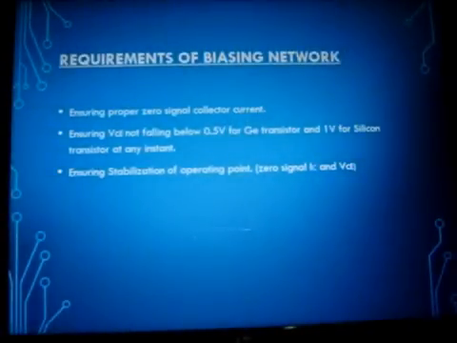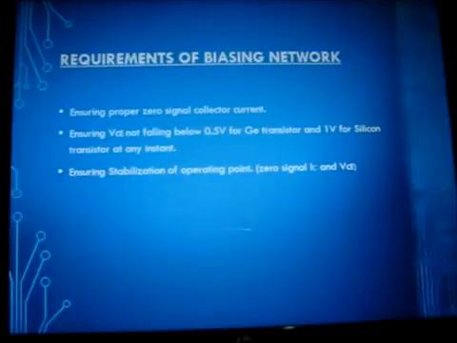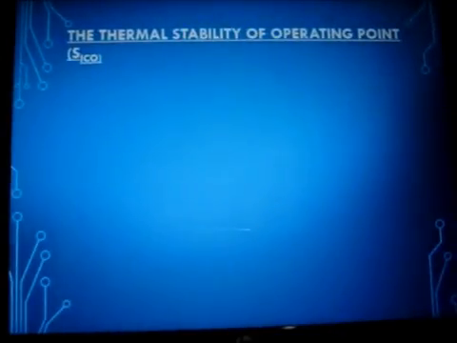Now what are the requirements of biasing the network? Ensure proper zero signal collector current, ensuring VCE does not fall below 0.5 volt for germanium and 1 volt for silicon. It depends upon the component which you are using. Germanium and silicon are basically used for transistor purposes. Ensure stabilization of the operating point, zero signal IC and VCE. Now, thermal stability of the operating point, that is the ICO.